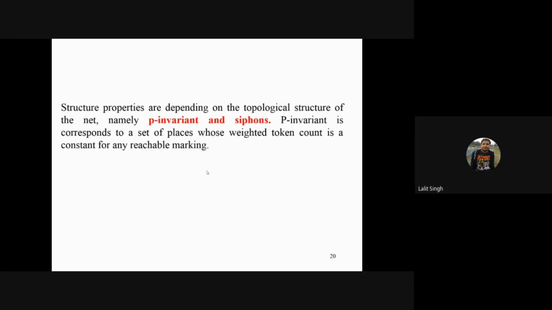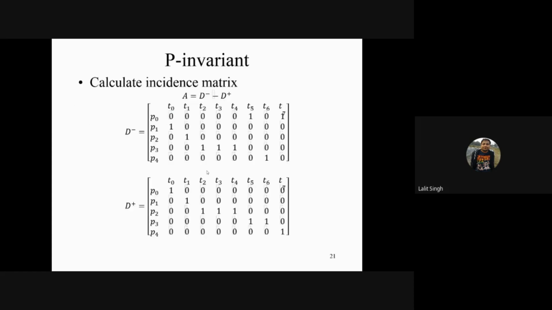So basically the structural properties. We can now analyze the structural properties and behavioral properties of this battery net. Structural properties depend on the topological structure of the net, namely P invariants and T invariants. So a P invariant corresponds to a set of places whose weighted token count is constant for all reachable markings.